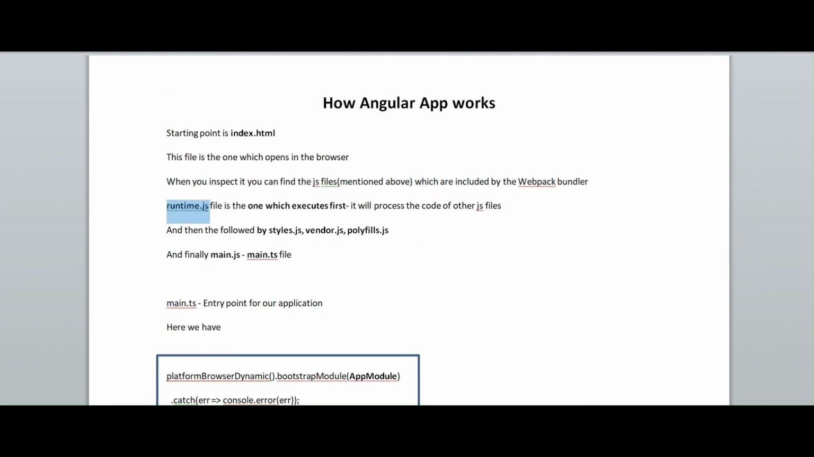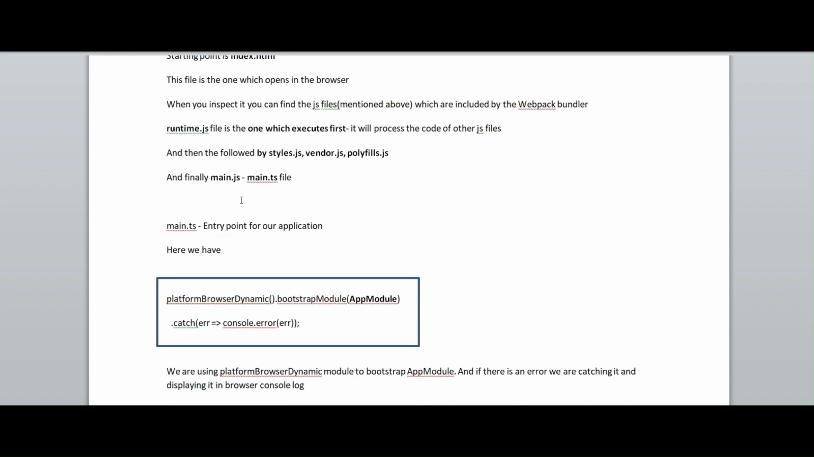Runtime.js is the file which executes first. As we know, runtime.js will load other modules. It processes the code of other JS files, followed by styles.js, vendor.js, polyfills.js, and finally main.js. Main.js loads the main.ts file. Main.ts is the entry point of our application.